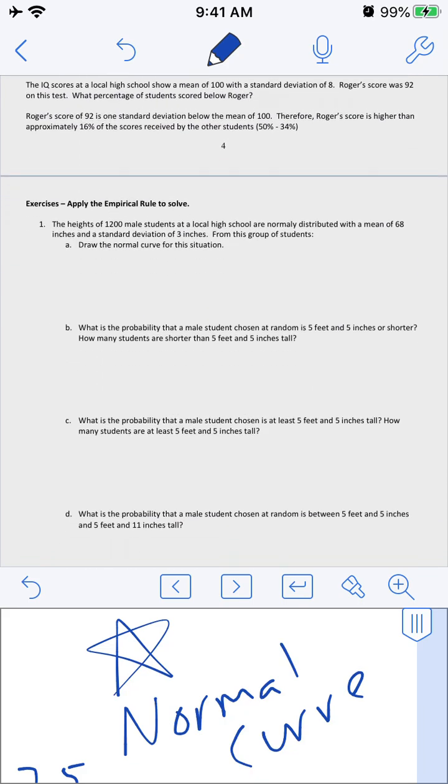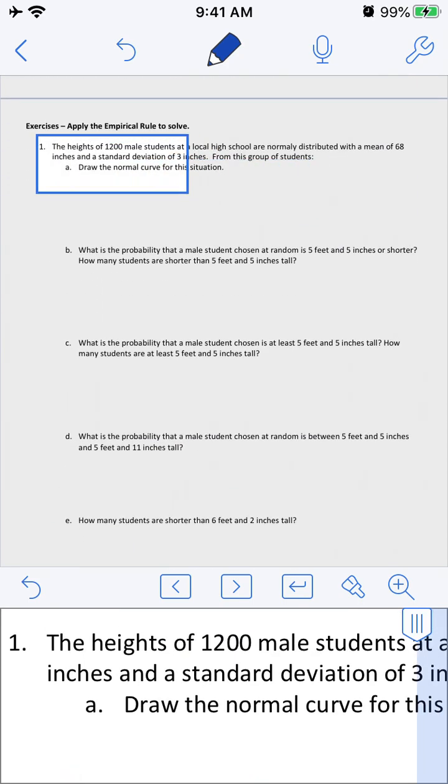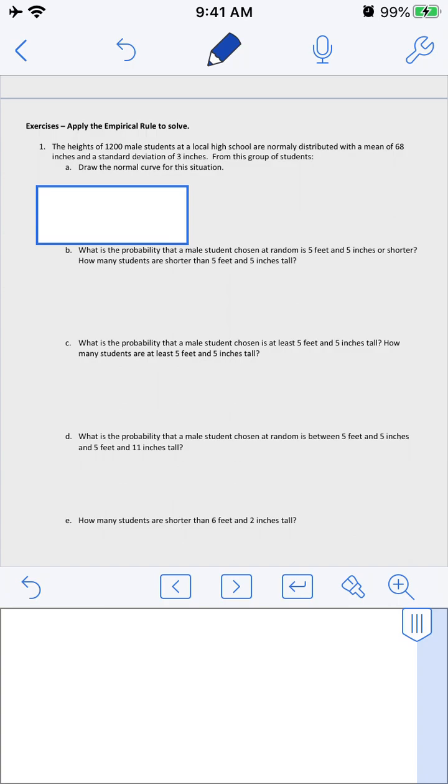Alrighty, let's actually use this in a problem now. So go ahead and jump on over to example number 1. Sorry, my key is easier to read, so I'm going to pull it on up. The height of 1,200 male students at a local high school are normally distributed with a mean of 68 inches and a standard deviation of 3 inches. From this group of students, draw the normal curve for this situation. So, what on earth does that mean?